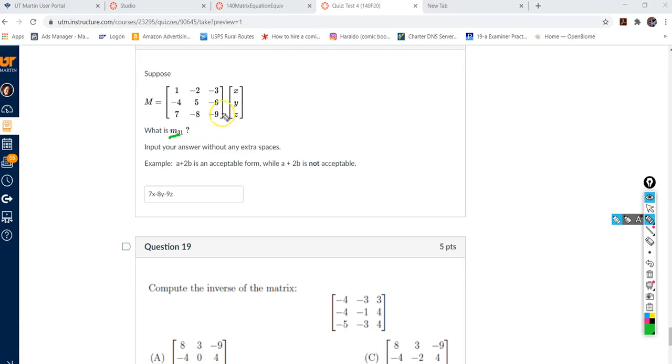So 3, 1, row 3 of the first one, column 1 of the second one. 7 times x plus negative 8 times y, which is minus 8y, plus negative 9 times z, which is minus 9z. No extra spaces. Okay, so no spaces in there.